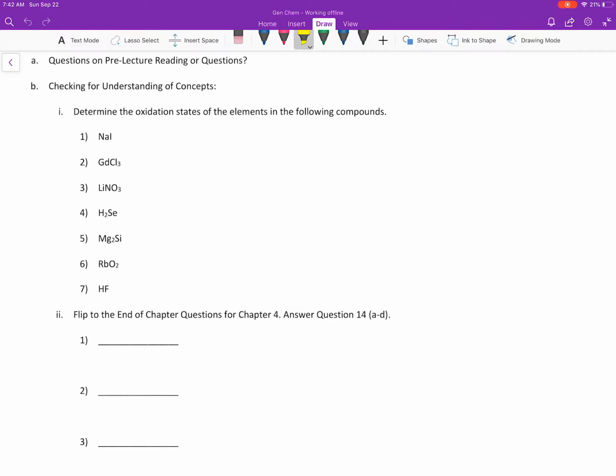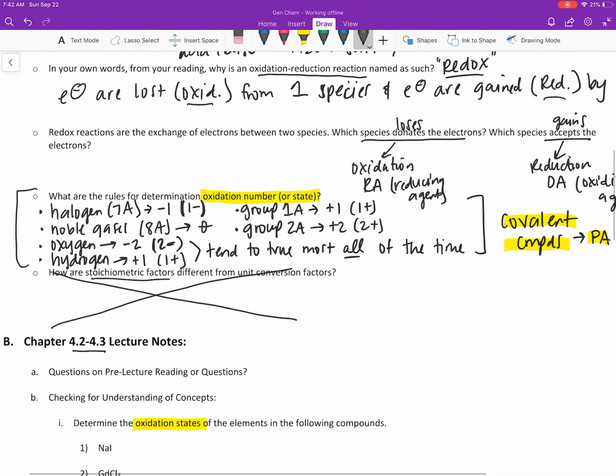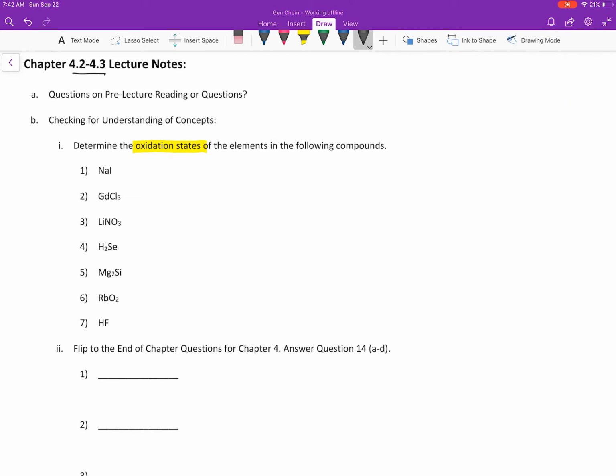So starting off, the first question says determine the oxidation states of the elements in the following compounds. So we have to keep in mind our rules that we said right here. And then the other thing we have to remember is that each of these compounds as a whole is neutral, meaning that there's no charge. If I look at sodium iodide, there's no charge up here in this upper right hand corner. So that means that the compound is neutral overall. So whatever the charge on sodium and whatever the charge on iodine is, they must add up to equal 0.